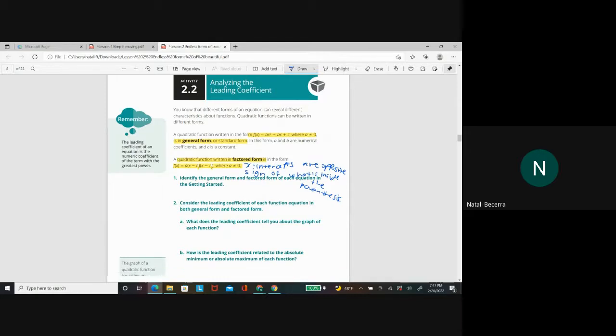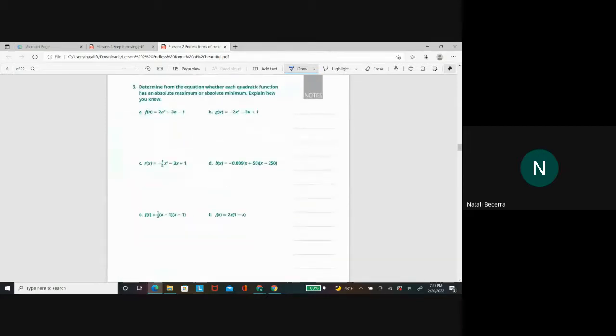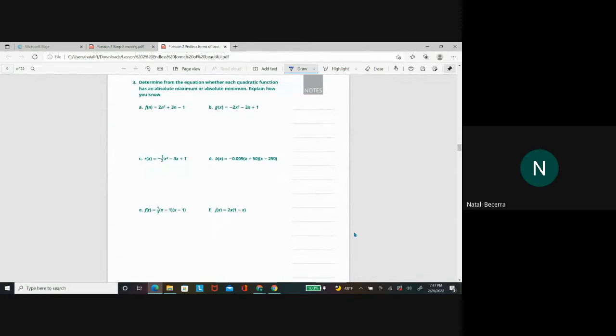So let's go ahead and start practicing. So I'm going to go down here, go to the next page. It says determine from the equation whether each quadratic function has an absolute maximum or an absolute minimum. Explain how you know. So I'm going to take some notes before we go ahead and start doing that. So general form, you already know what general form is from the last page that we just did, the stuff that I told you to highlight. Look back at that.